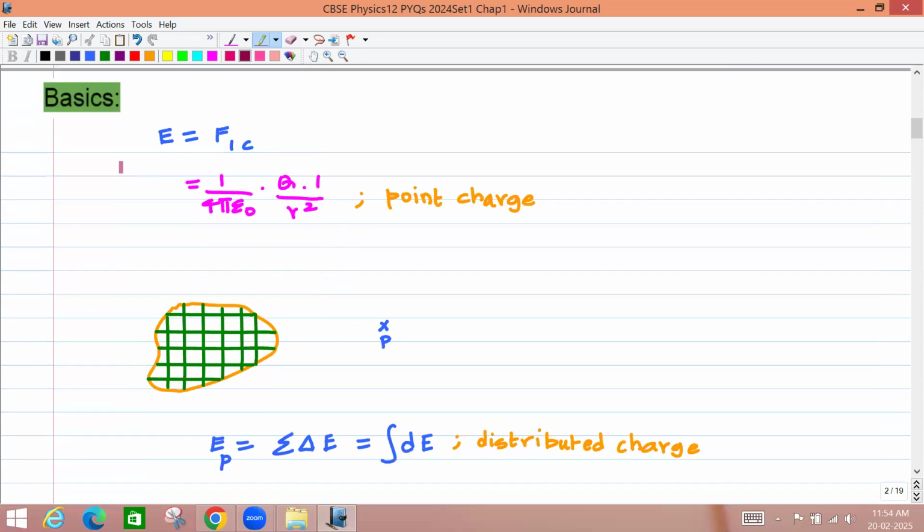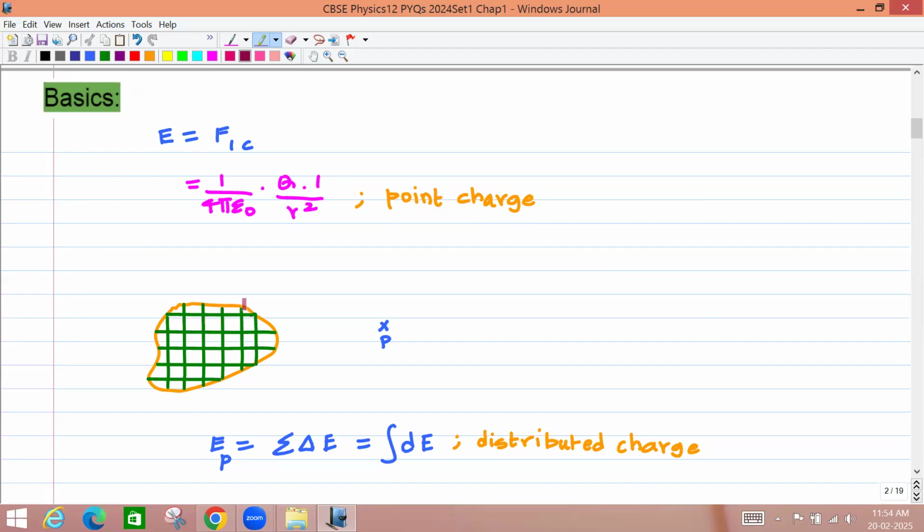Basics that are required to solve this question. First, you should know the definition of electric field. Electric field, by definition, is force on 1 coulomb. So by using Coulomb's law, it is 1 by 4 pi epsilon naught, product of the charges Q and 1, where Q is the source charge, divided by the distance squared, the distance between Q and 1. This is for a point charge.